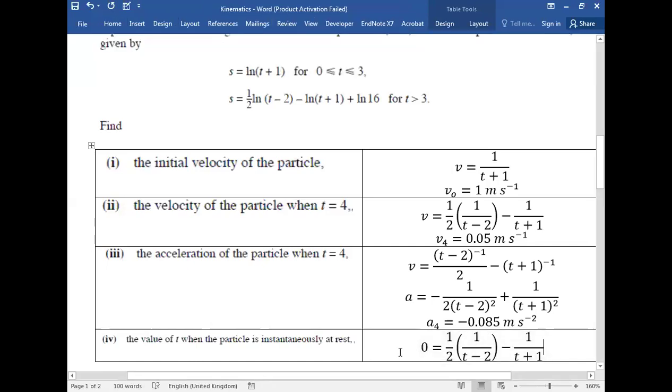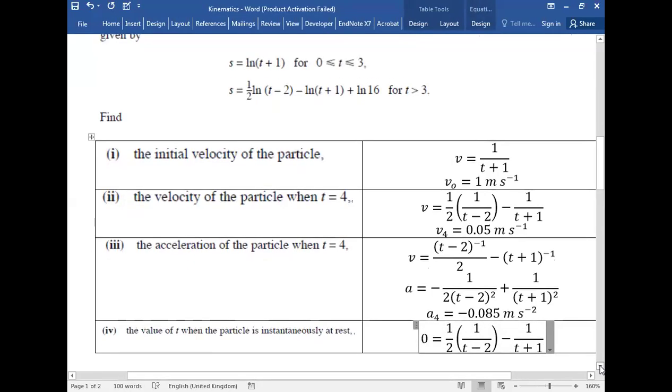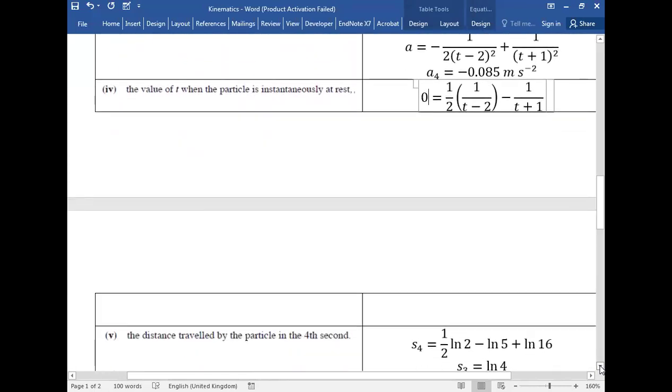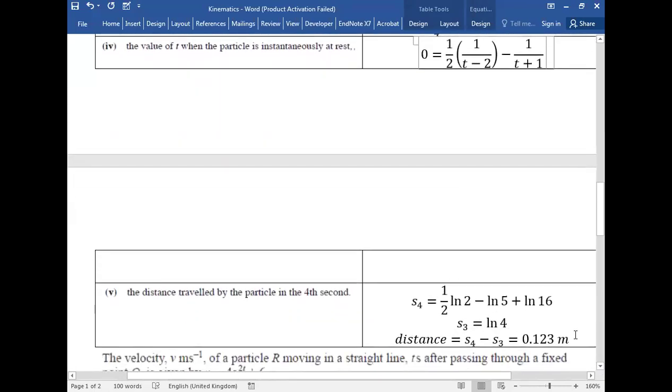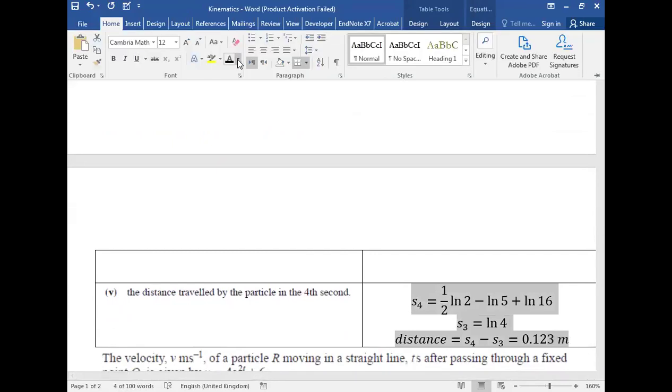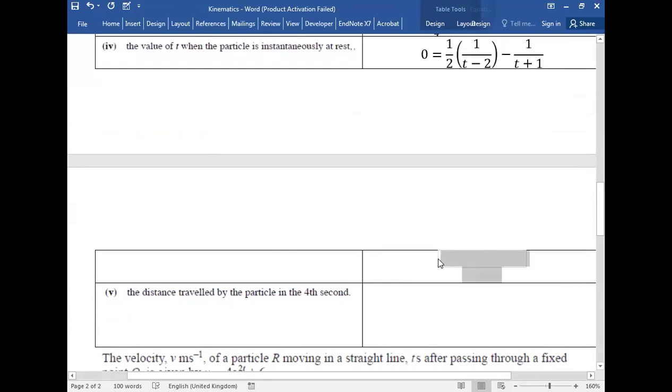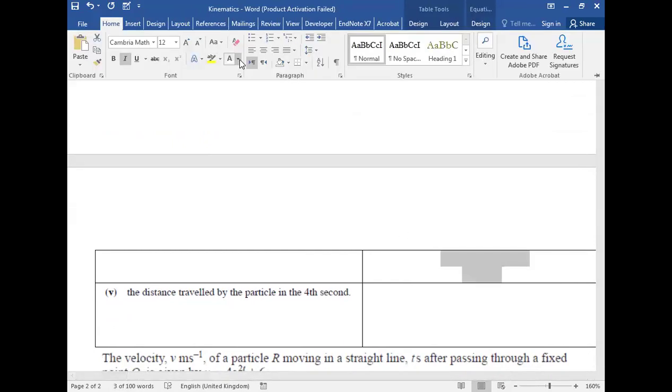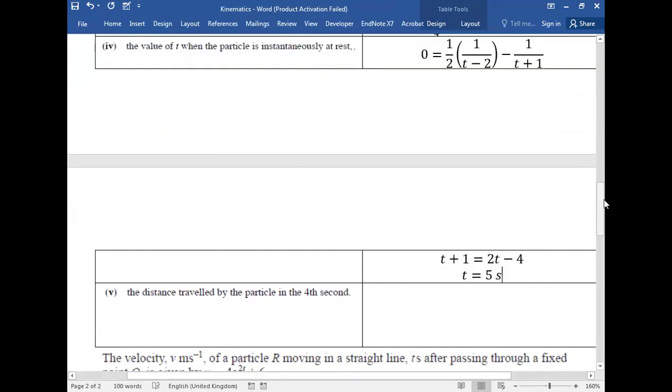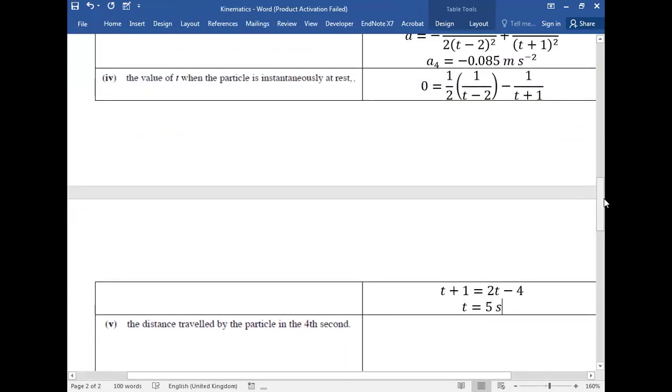So rest means that the velocity is 0. Plug in 0 for V and we'll solve to get the value of t. Okay, now the last part is asking us something. What is the value of t? First tell me. The value of t is 5. Yes. The value of t is 5.